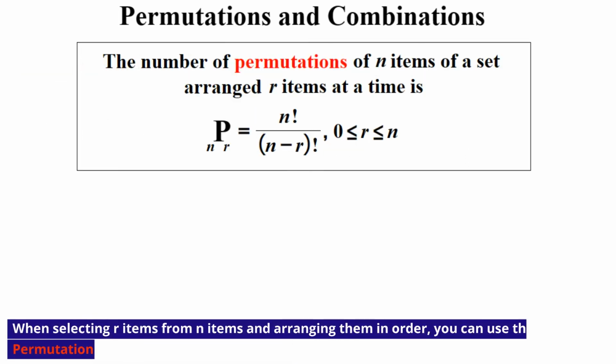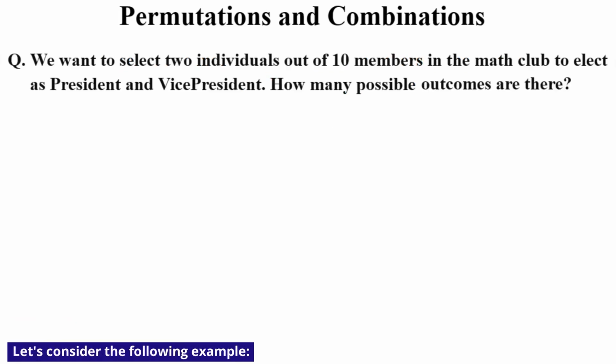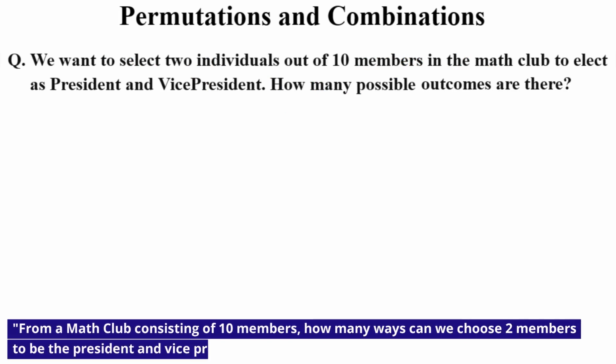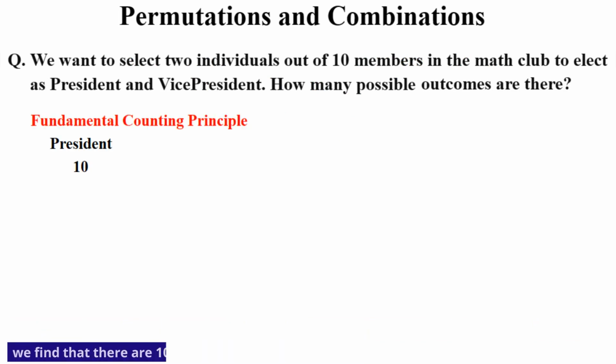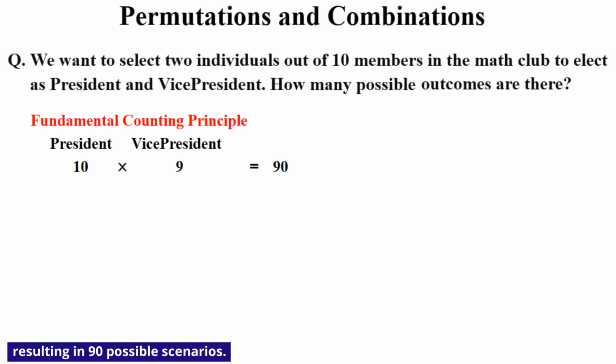When selecting r items from n items and arranging them in order, you can use the permutation formula. Let's consider the following example. From a math club consisting of 10 members, how many ways can we choose 2 members to be the president and vice president? Using the fundamental counting principle, we find that there are 10 choices for the president and 9 choices for the vice president, resulting in 90 possible scenarios.